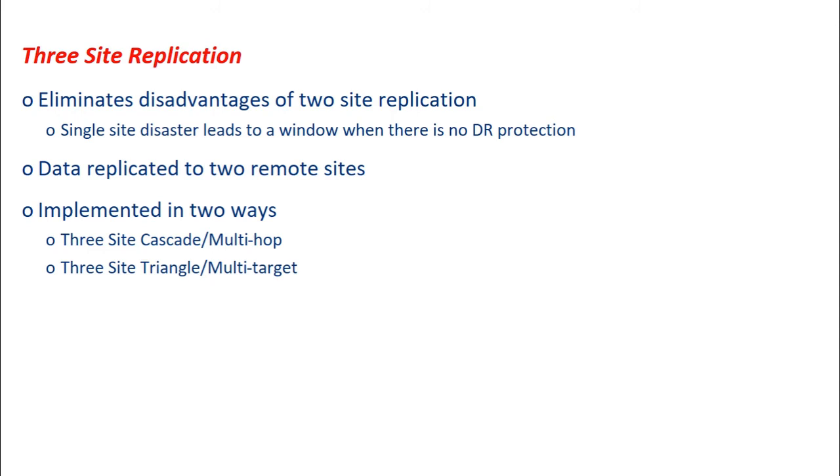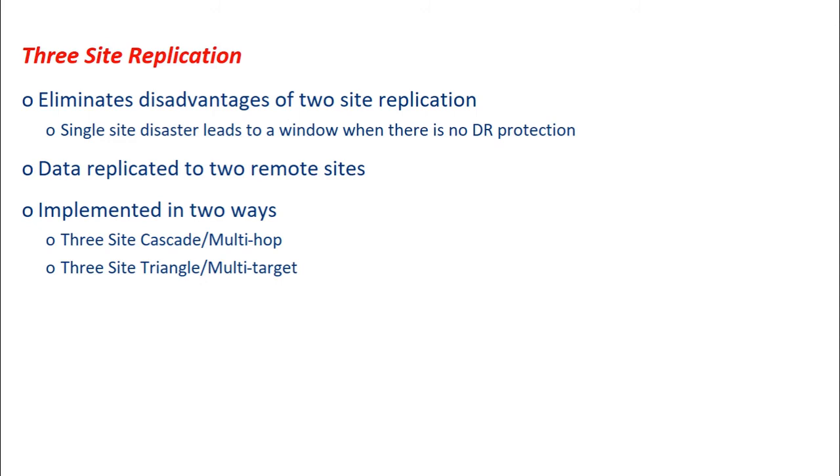Three-site replication mitigates the risks identified in two-site replication. So in a three-site replication, data from the source site is replicated to two remote sites. Replication can be synchronous to one of the two sites, providing near zero RPO, and it can be asynchronous or disk buffered to the other remote site, providing finite RPO, recovery point objective.